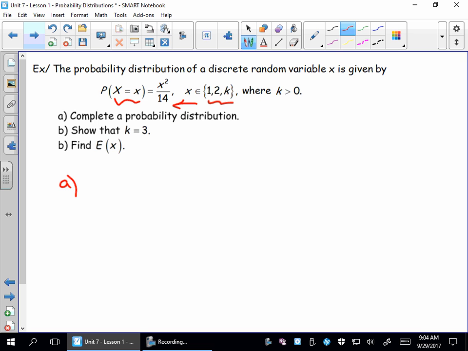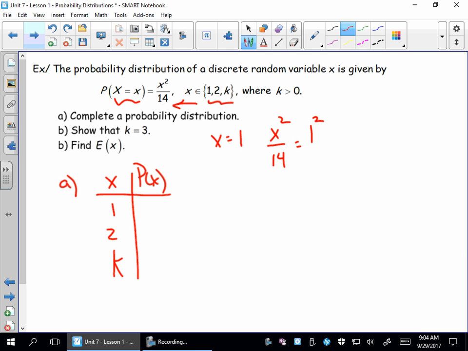So what does that look like? Well, what are the different possible outcomes? I could get a 1, I could get a 2, or I could get a k. The likelihood of getting a 1: if x is 1, then x squared over 14 will be 1 squared over 14, or 1/14. If x is 2, well, we get 2 squared over 14, or in other words, 4/14. And if x is k, well, then that's just k squared over 14.